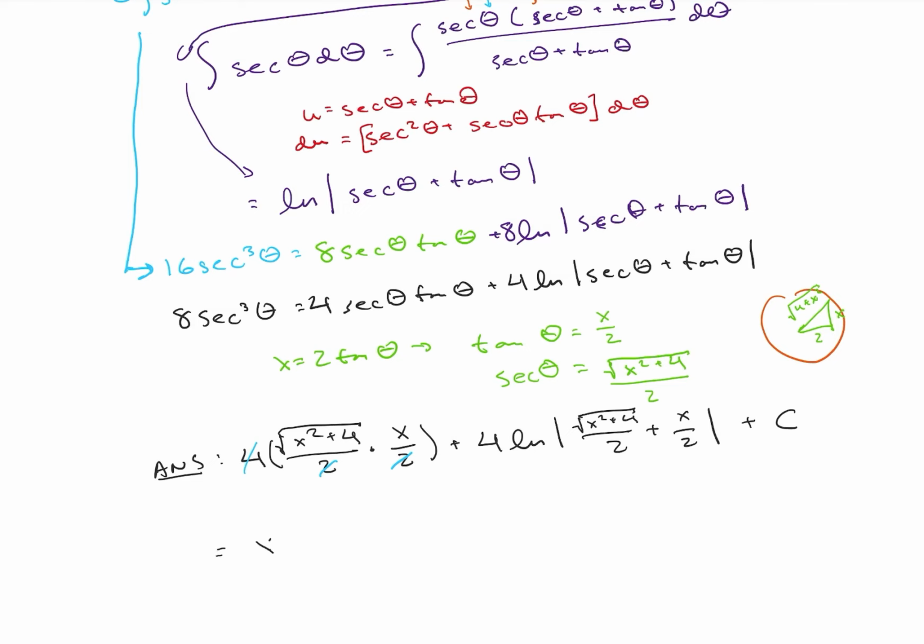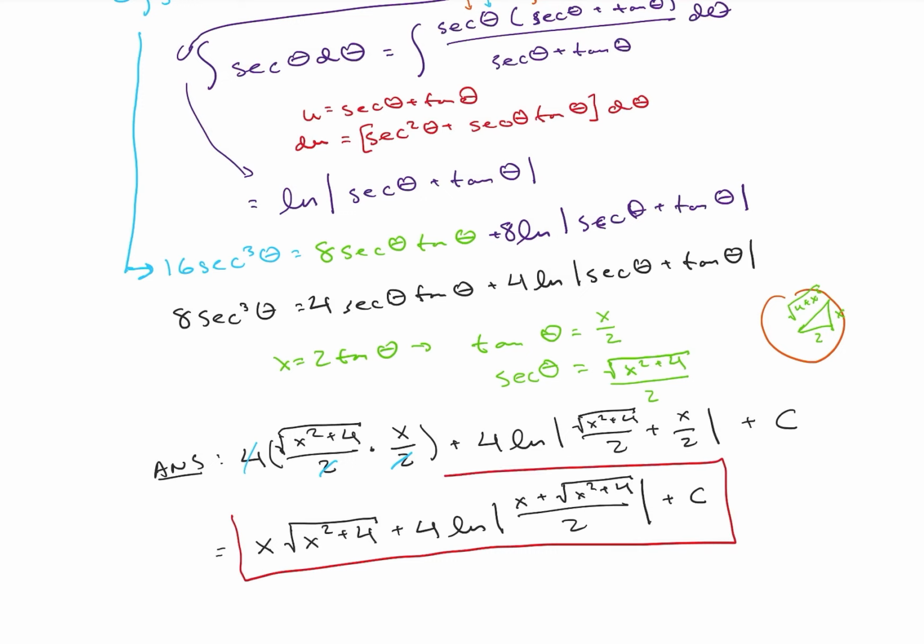And we're ultimately going to be left with our final answer, which is x times the square root of x squared plus 4 times the natural log of x plus the square root of x squared plus 4 all over 2. And that is our final answer. So it turns out that we had to do a little bit more work with trig substitution than we may have originally thought, but we are able to arrive at our final solution.